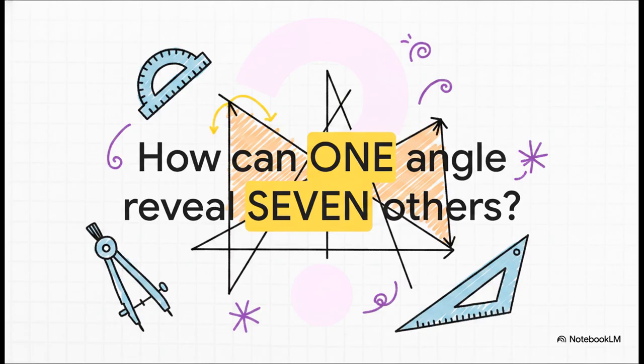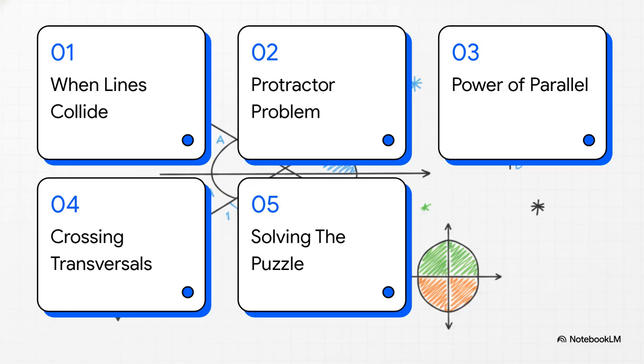Imagine I give you this complex geometric traffic jam of intersecting lines, and I only give you one number, just one. By the end of this explainer, you'll have the exact mathematical toolbelt needed to confidently map out all the hidden angles without ever picking up a protractor. To get there, here's our roadmap for the chapter.